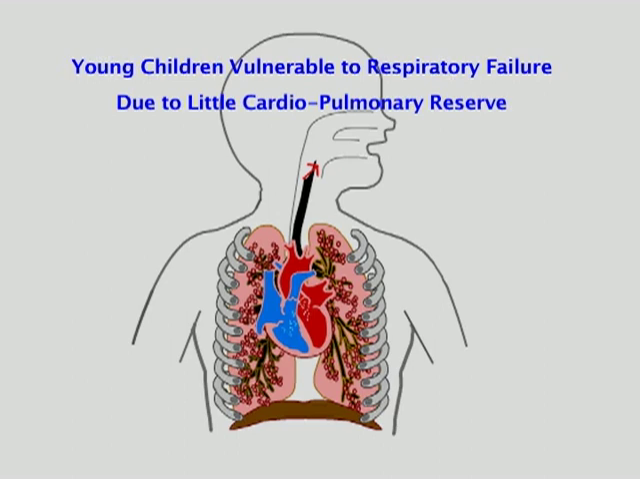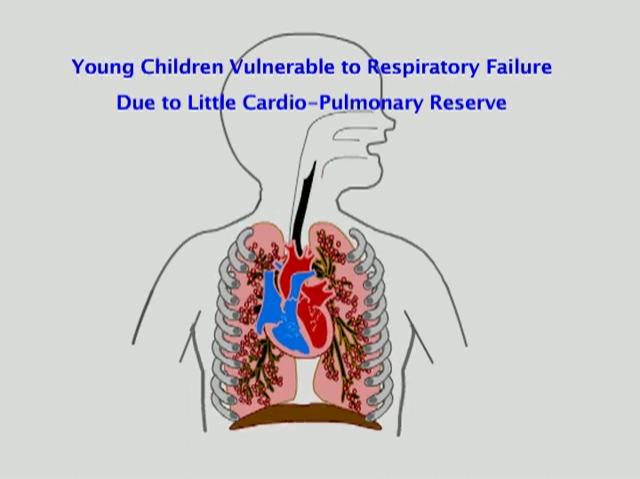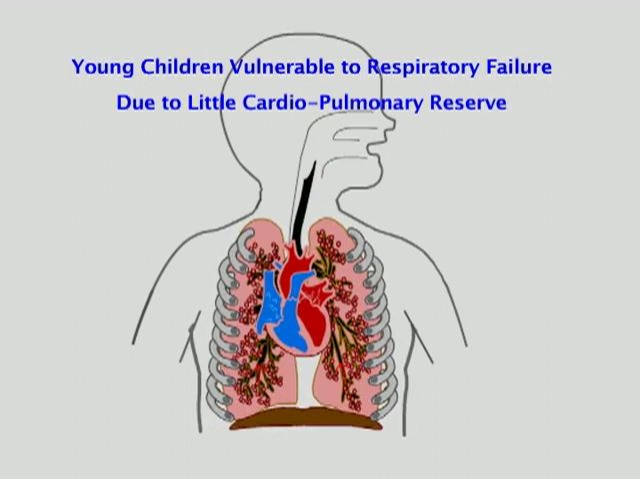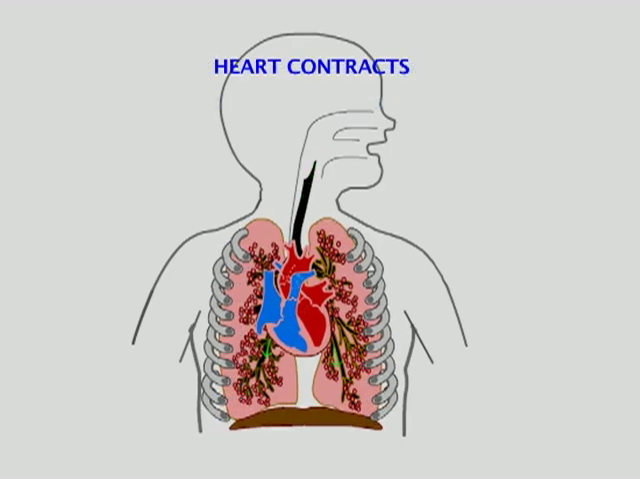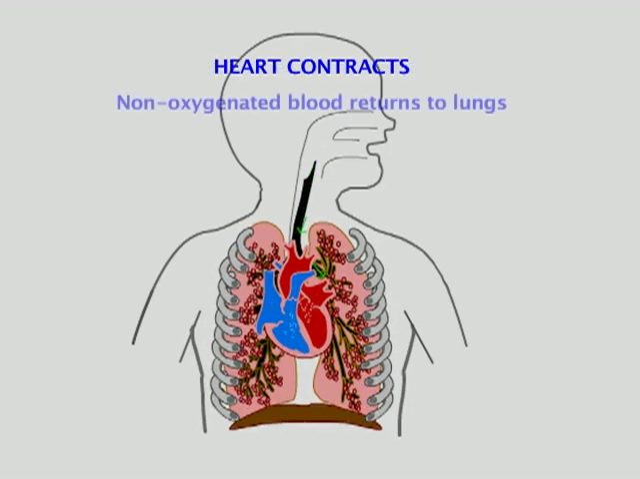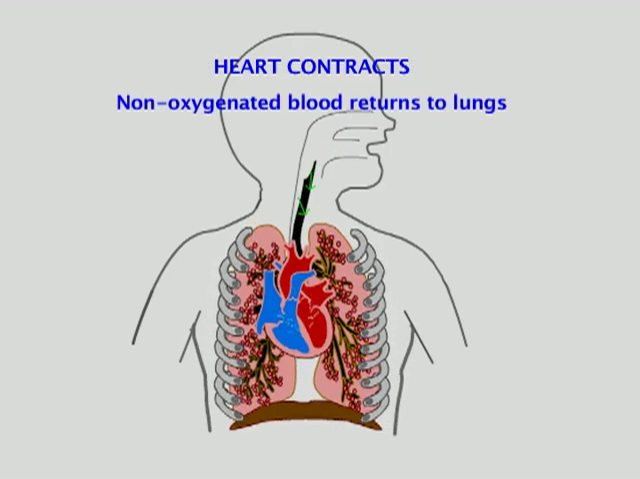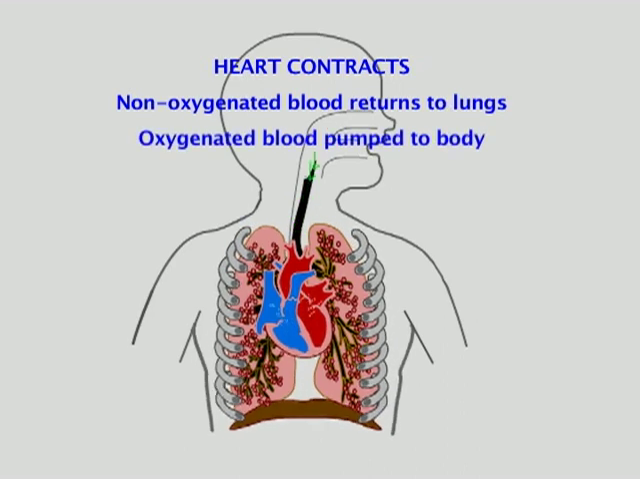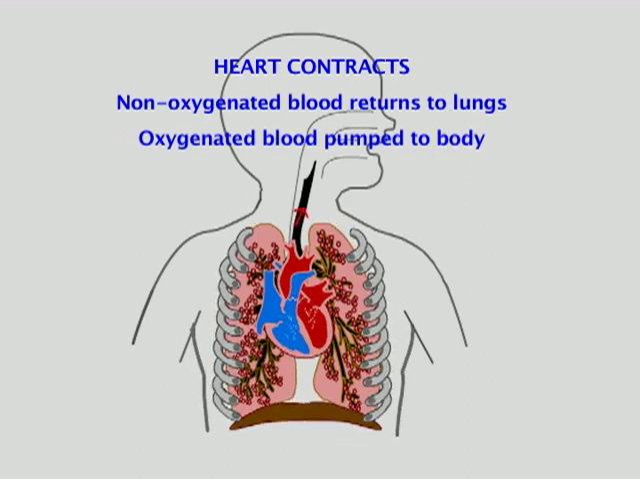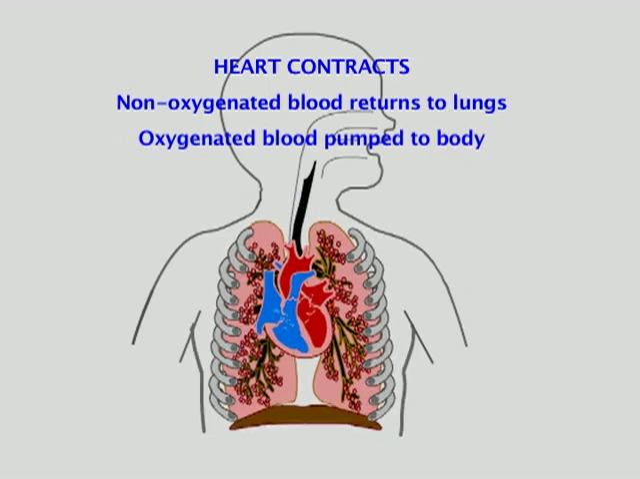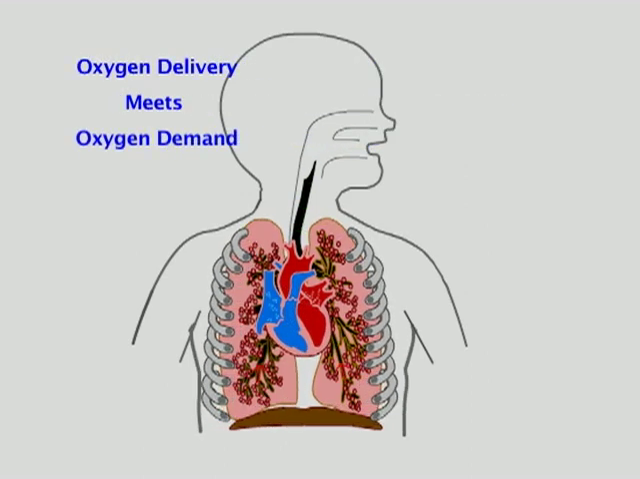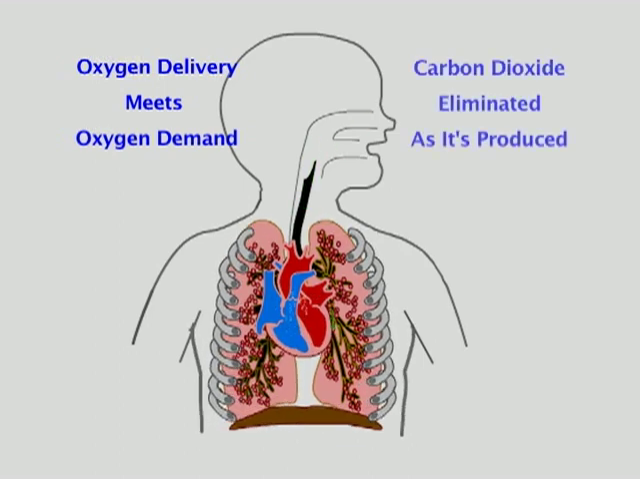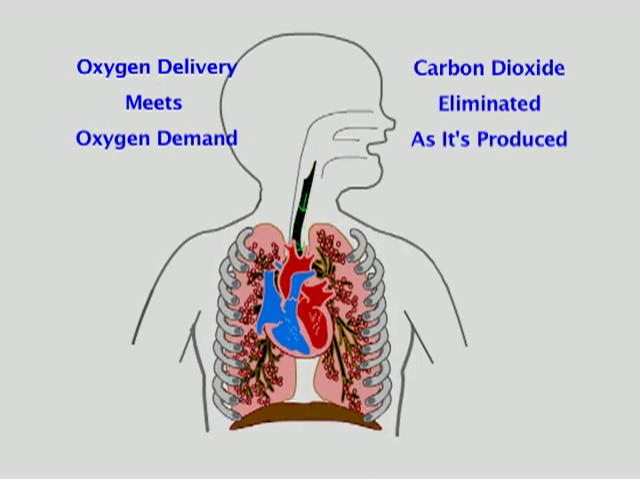Infants and children are especially vulnerable to respiratory failure because they have little cardiopulmonary reserve. The heart constantly contracts, returning non-oxygenated blood to the lungs to pick up more oxygen, and sending oxygenated blood back out to the rest of the body. With good cardiac output and lung function, oxygen delivery meets oxygen demand, and carbon dioxide is eliminated from the body as it's produced.